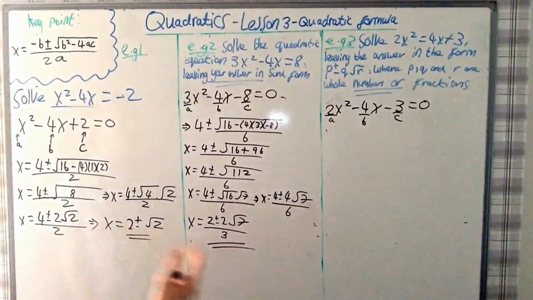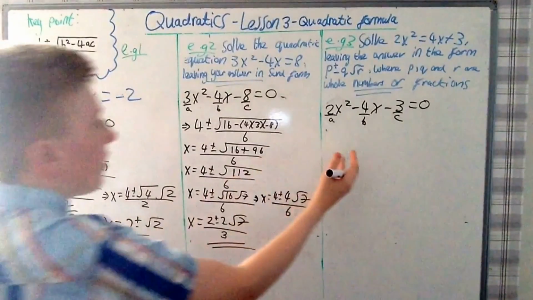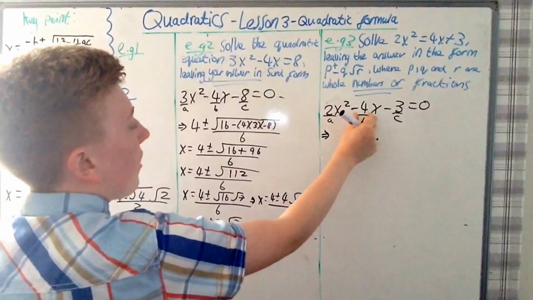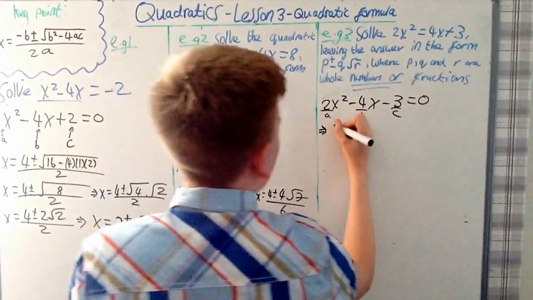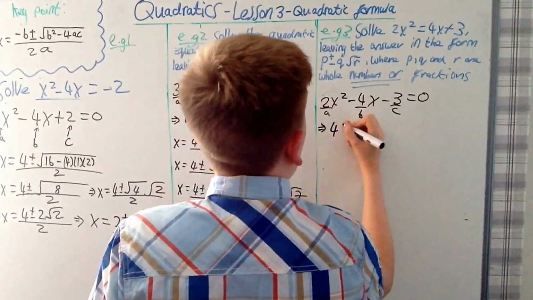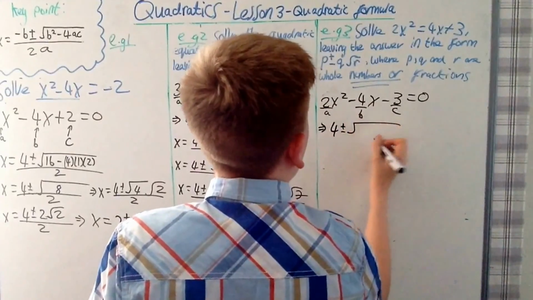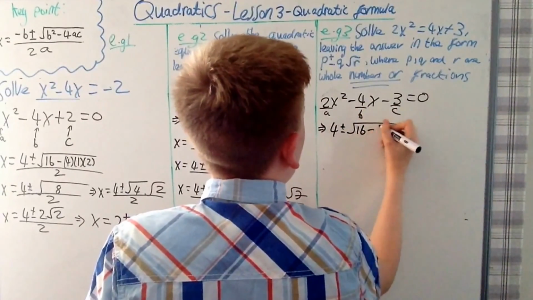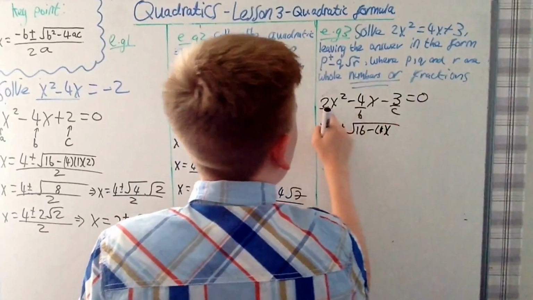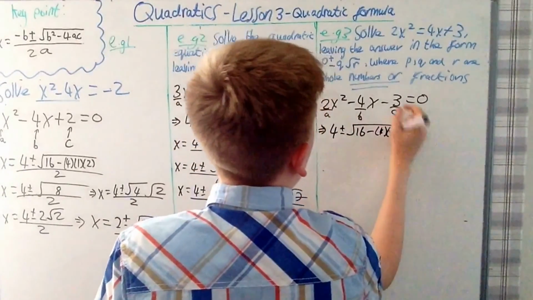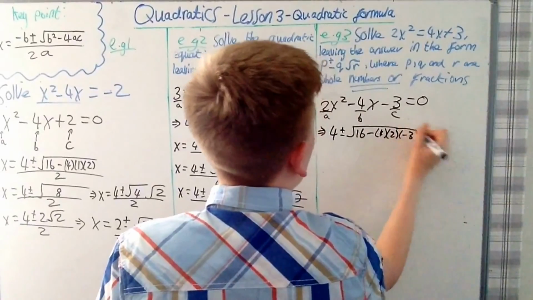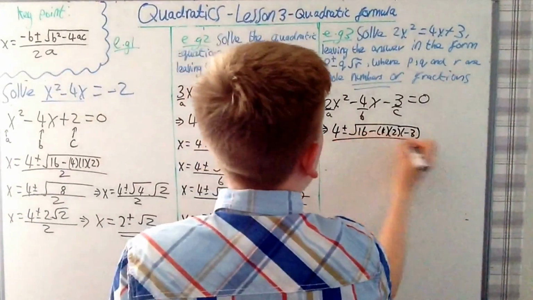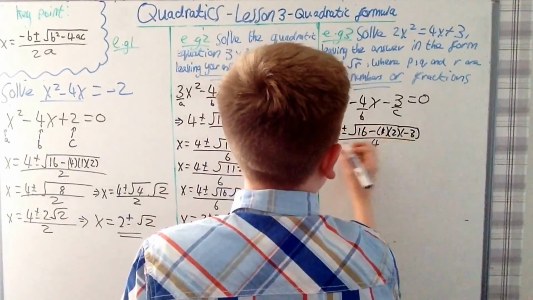Now again we will quote the quadratic formula. Here I'm just going to jump to the next stage. So we get minus B, so that's minus 4, that's positive 4. Plus and minus, the square root of minus 4 squared, 16. Minus 4 multiplied by our A value, which is 2, multiplied by our C value, which is minus 3. Again, there's a double negative here, so this is going to become a positive. All divided by 2 multiplied by 2, that's 4.